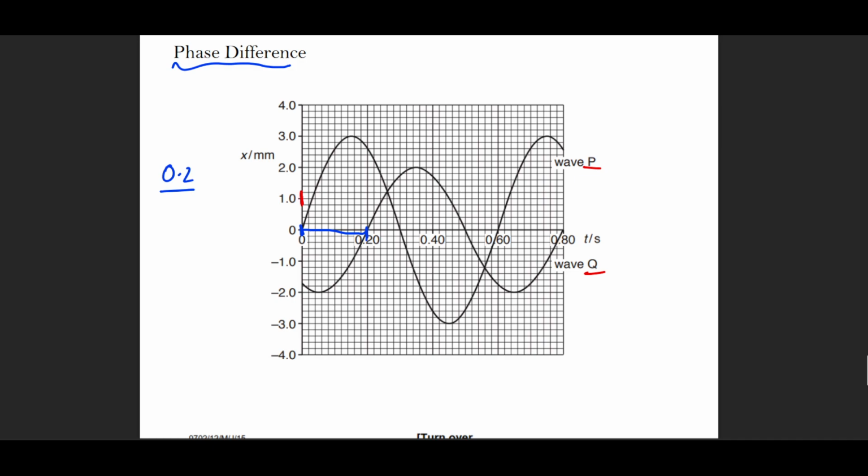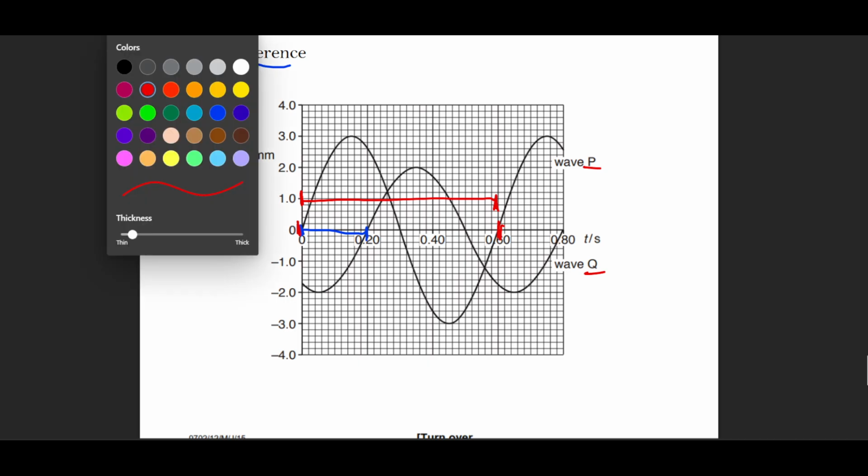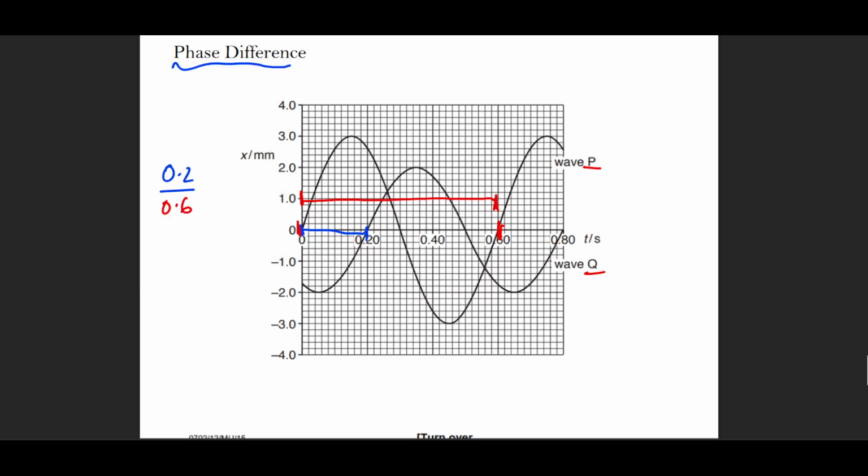So I choose wave P because it looks simpler, up to 0.6 at this point and at this point. So the time period is 0.6. If you wanted to choose wave Q, that's your choice. That would also give you the same answer. Now I can see that wave Q ends at 0.8.